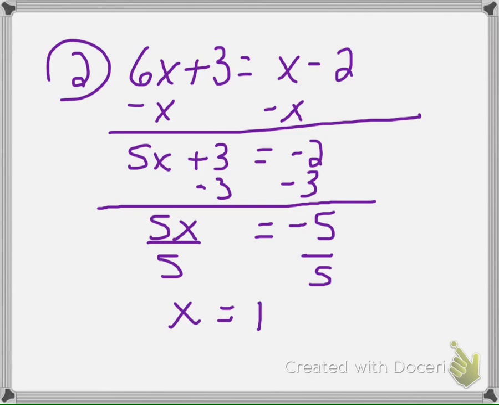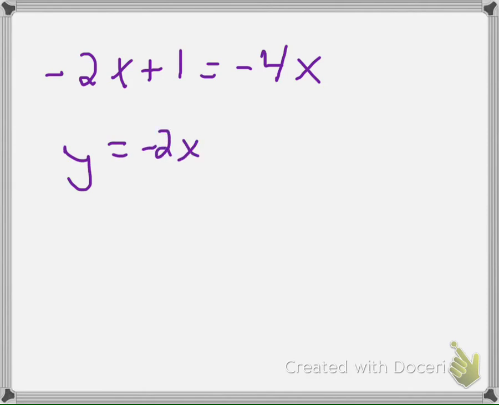Now the next thing we're going to do is we're going to do those same two problems again, but we're going to graph them. So I'm going to go to the next screen and show you that. The first thing you have to know is how to write those as two separate equations. So right now, the first equation is here, and the second equation is here. And so what I do is I write this equation as y equals negative 2x plus 1. And then I write the second equation as y equals negative 4x.